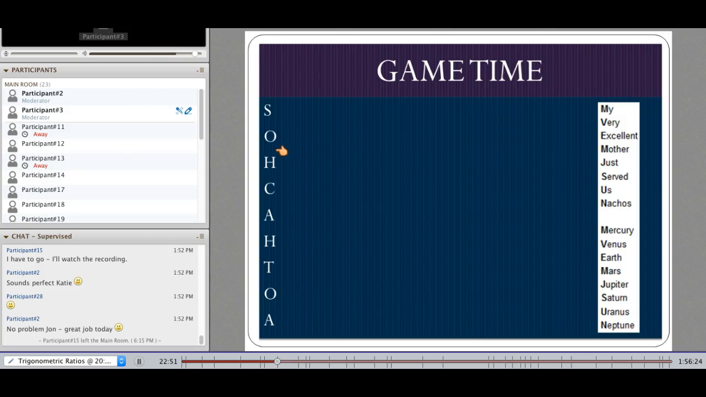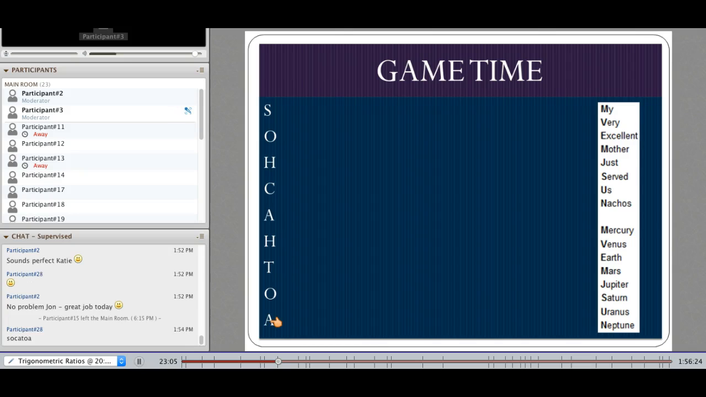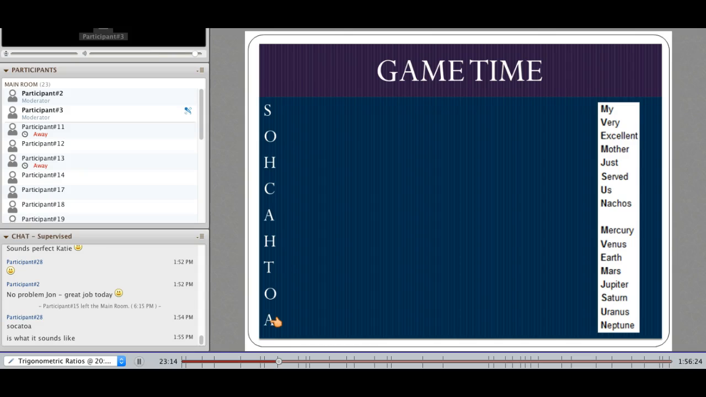So we remember it as SOHCAHTOA. Sine is the opposite over the hypotenuse. Cosine is the adjacent over the hypotenuse, and tangent is the opposite over the adjacent. Okay, so SOHCAHTOA. Now, if you think back to when you did order of operations and you remember it by please excuse my dear Aunt Sally, or when you're trying to remember all the planets, my very excellent mother just served us nachos, and that shows us all the planets.